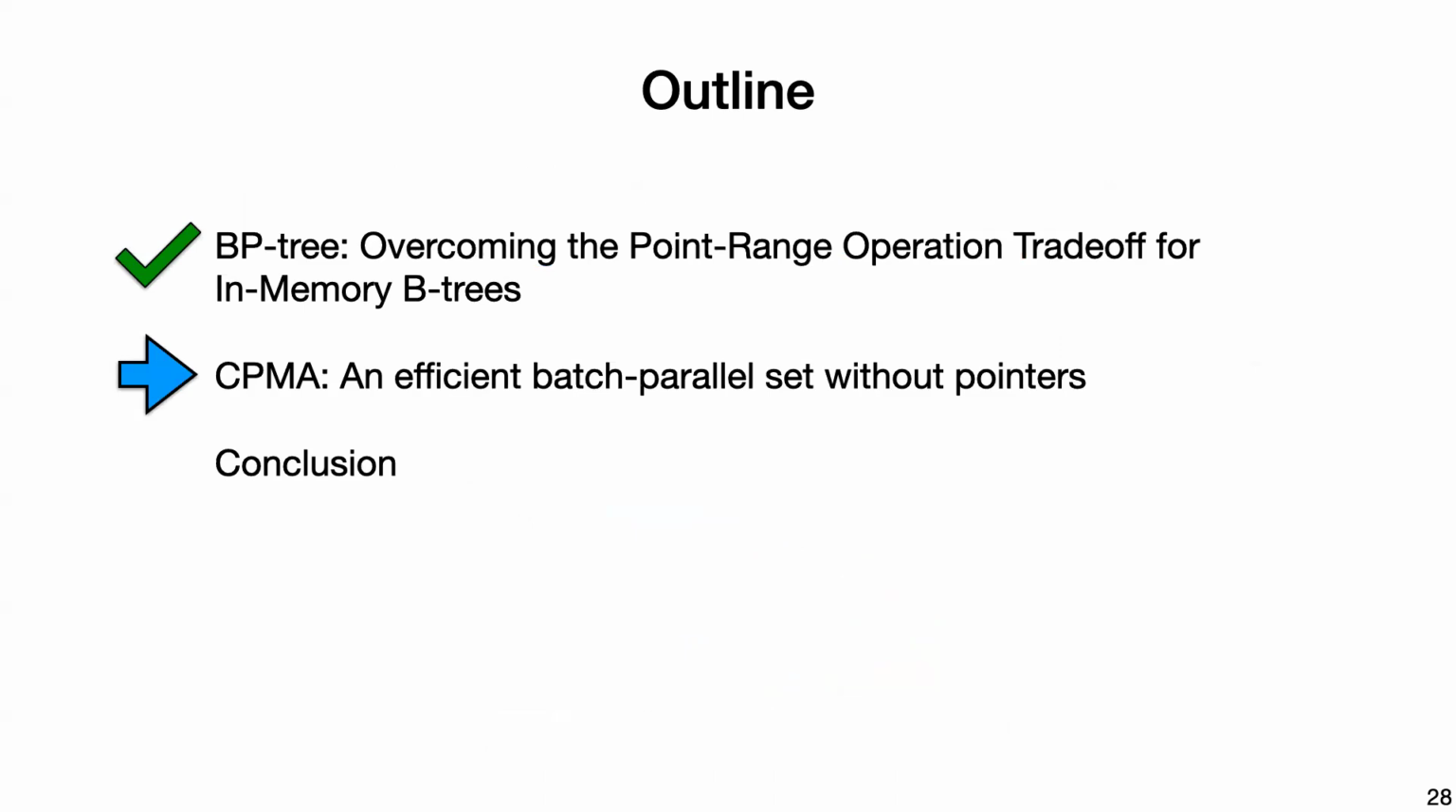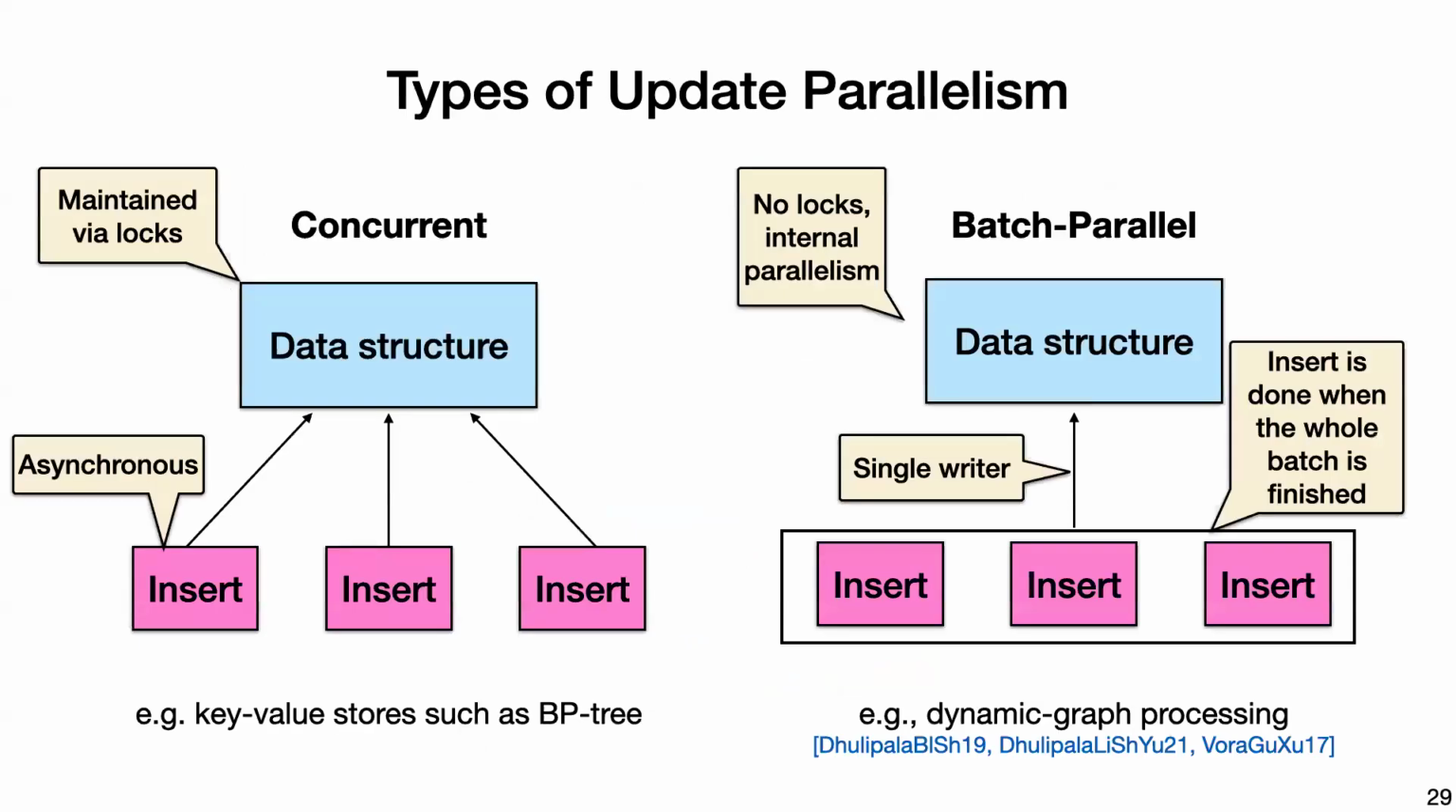So the second part that I want to talk about is CPMA, which is an efficient batch-parallel set without pointers. And there are two kinds of update parallelism that we will talk about today. The first one is the most popular one in indexes, for almost all indexes, the concurrent one, which is you have some data structure and every thread is responsible for the inserts. You can imagine the parallelization like you have a for loop over the inserts, and then you just think of a parallel for rather than the for. And you need to do some kind of locking mechanism.